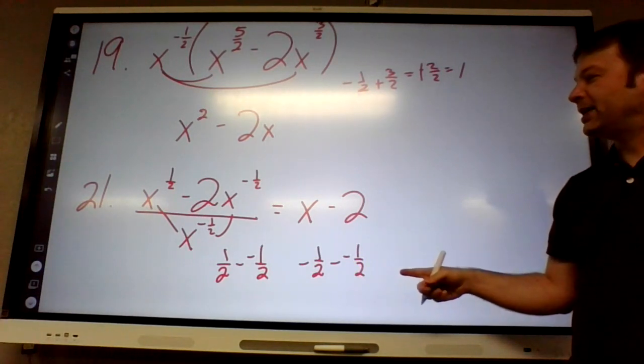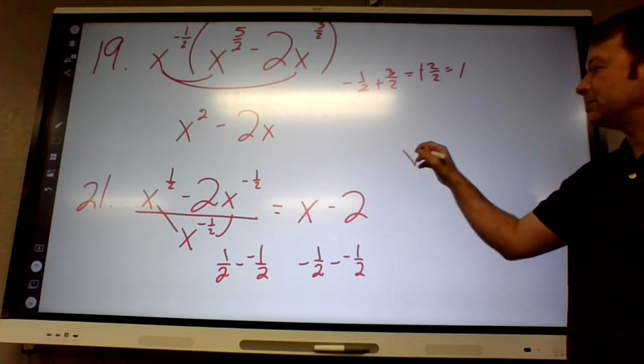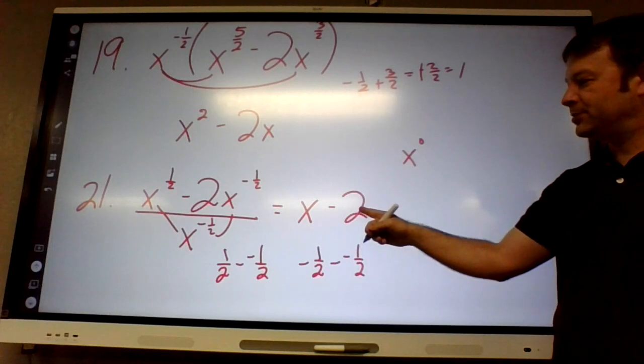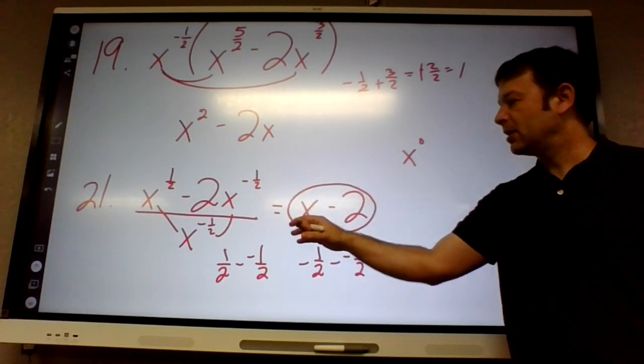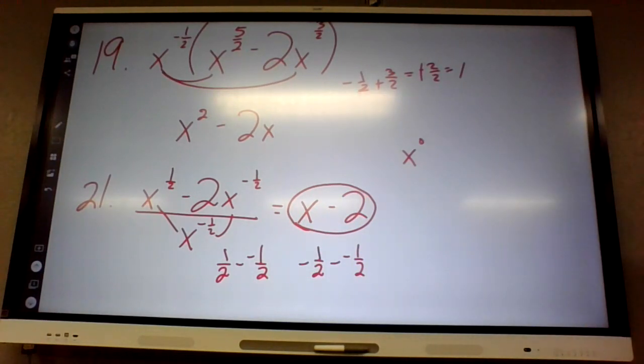X to the 0 is 1. 1 times 2 is 2. So the x's just kind of go away on that second term.